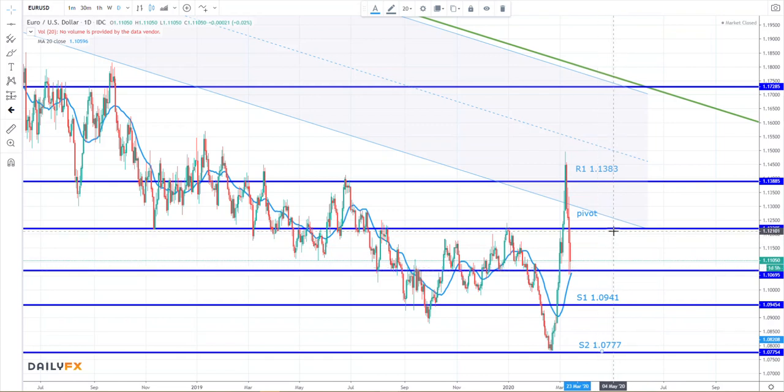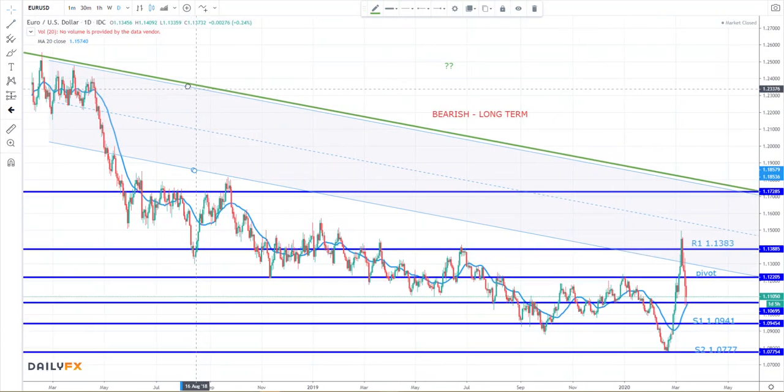1.1068 and 1.1220 with a pivot. Now the pivot doesn't always necessarily make great support or resistance. However, we do see historically this pivot line, this 1.1220 mark, has held pretty well. We see a descending triangle. Let's go ahead and I'll apply a little bit more of a bold line to this trend line here.